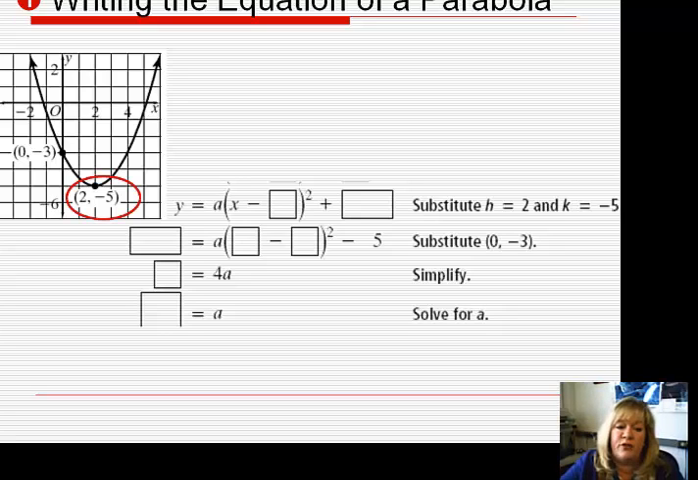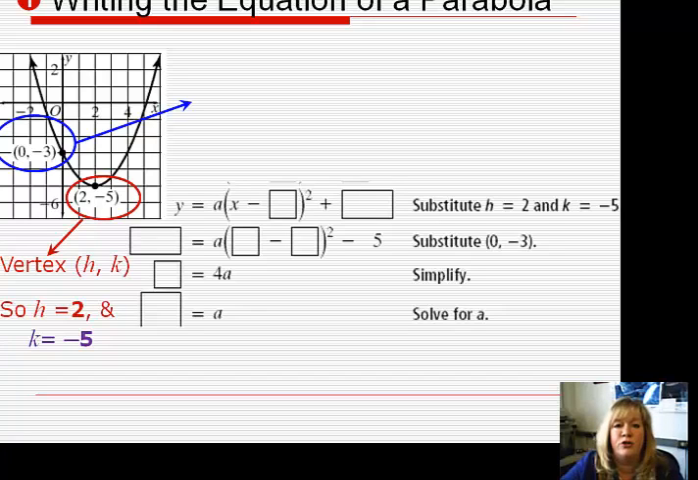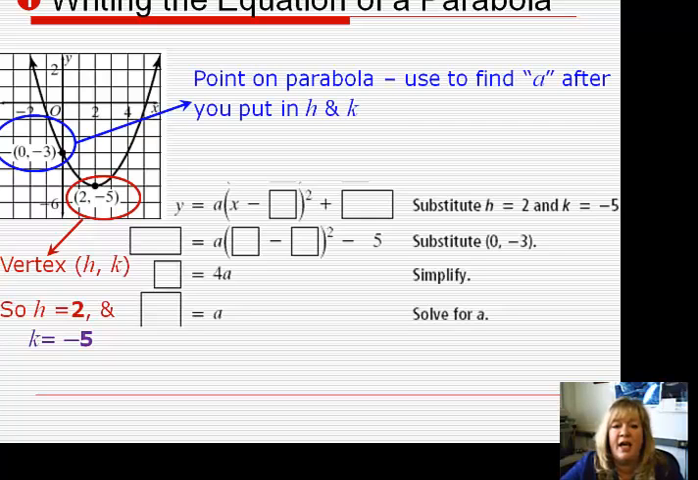To start off with, number 1, find the vertex. In this case, it's 2, -5. That right away gives you h and k, so you can go ahead and use your vertex form. The reason they give you the second point on the parabola is to find the little a. You already have h and k out of the vertex form, but the extra point is used to find little a after you put in the h and k.